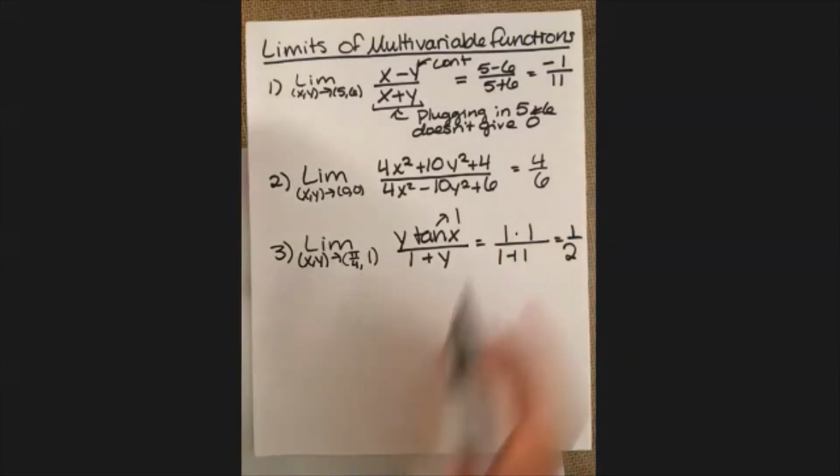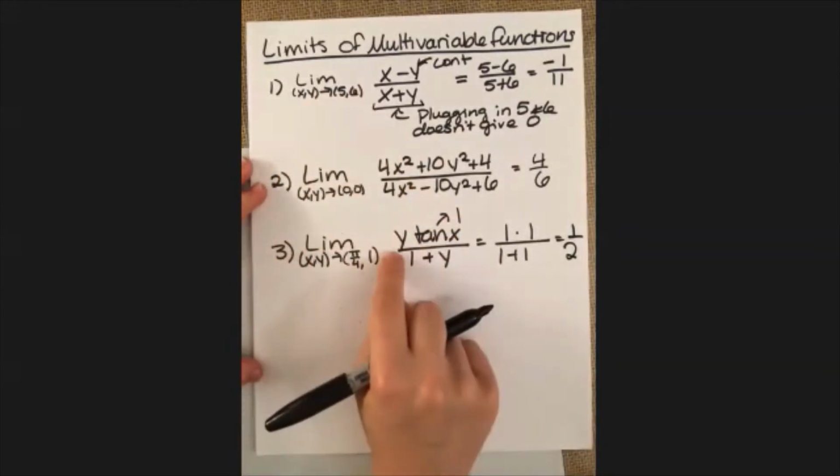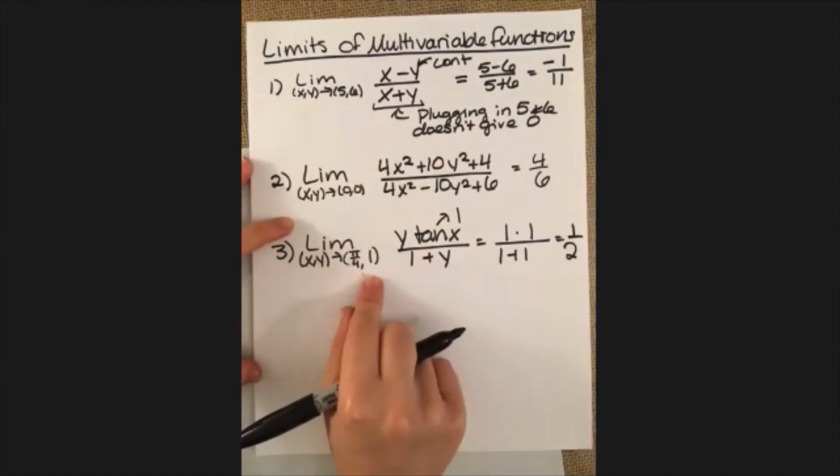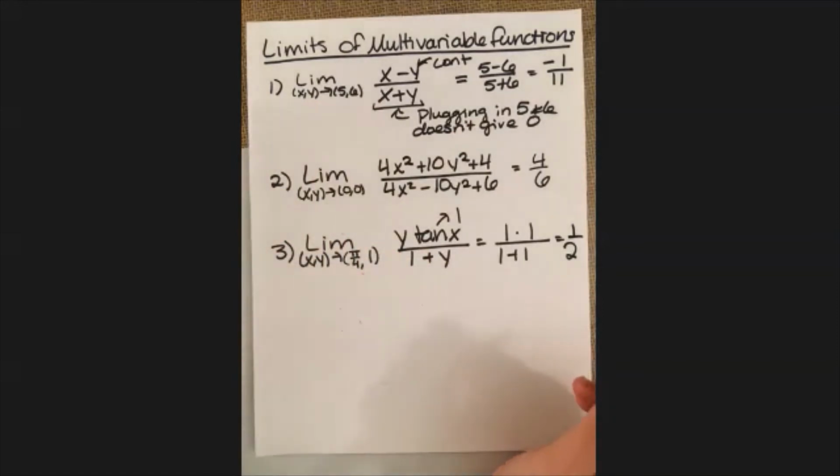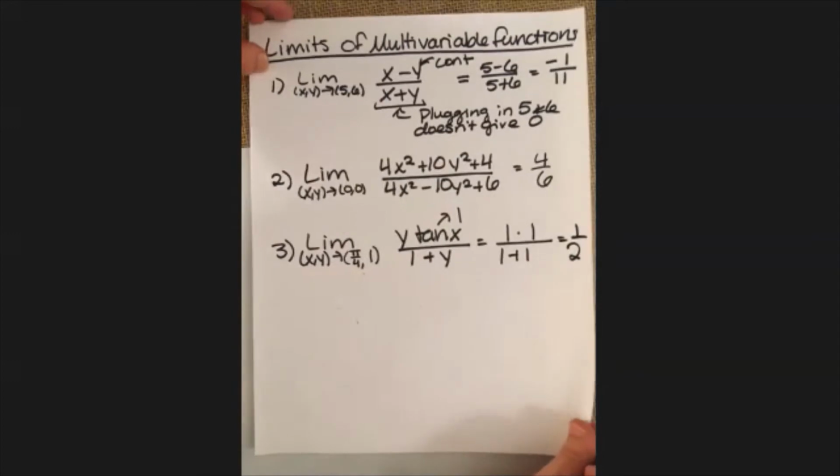So as long as you know that everything's continuous, you're not going to get a divide by 0 problem, or a square root of a negative number, or anything like that. You're good to just go ahead and plug in the values that you are approaching and use that to evaluate your limits. But I do want to show an example of what happens when a limit doesn't exist.